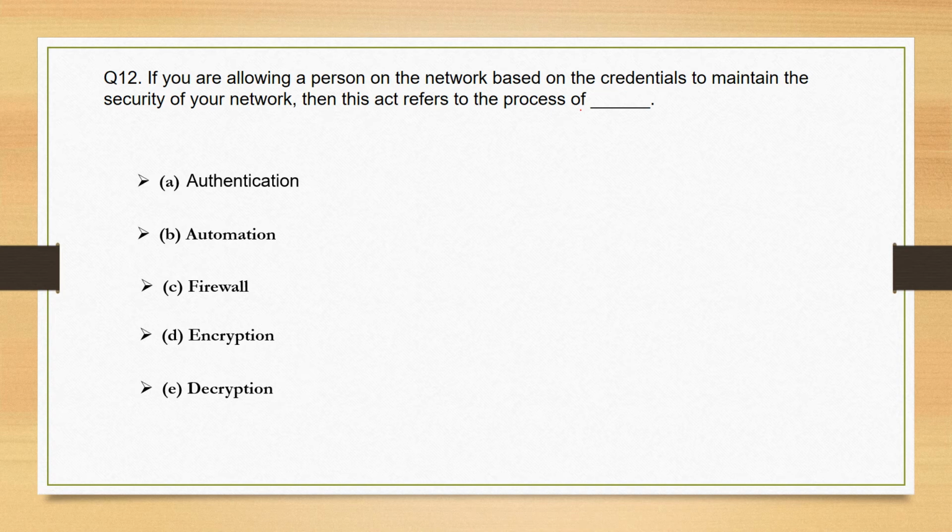What is the correct answer? Let's discuss one by one. What is decryption and what is encryption? When you are encrypting data into some code, it is known as encryption. When you are decrypting data, or changing the data from code to the original data, it is known as decryption.